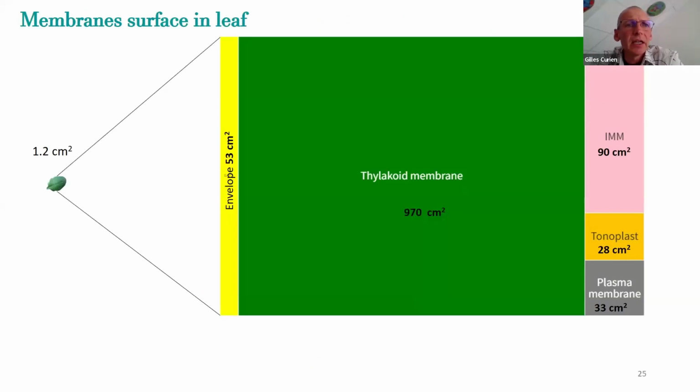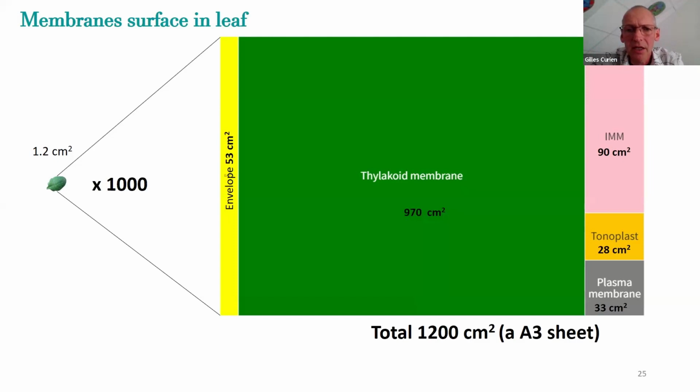If we look at the membrane surfaces in leaves, this is data that are not published. I did this quite recently. You have this small leaf of 1.2 square centimeter, and you can calculate the different surfaces of membranes, thylakoids, envelope, etc. And you see that the thylakoids represent a huge amount of these membranes. It's a total of 1,200 square centimeter. So this is an A3 sheet, and there's a 1,000 factor of amplification. If you're interested in exchanges and transport processes, this could be interesting information.